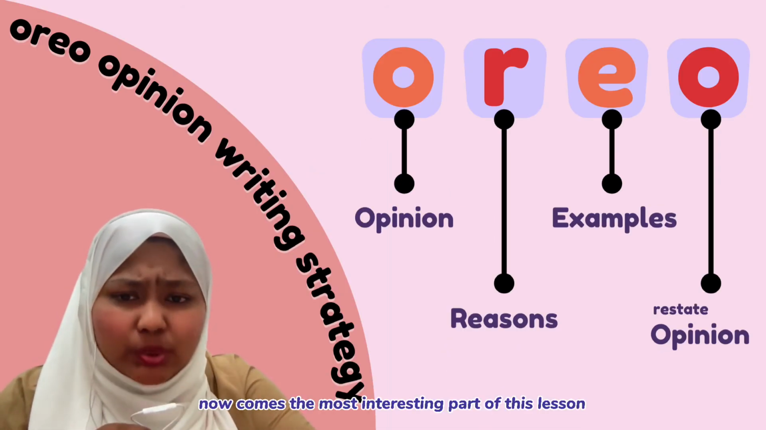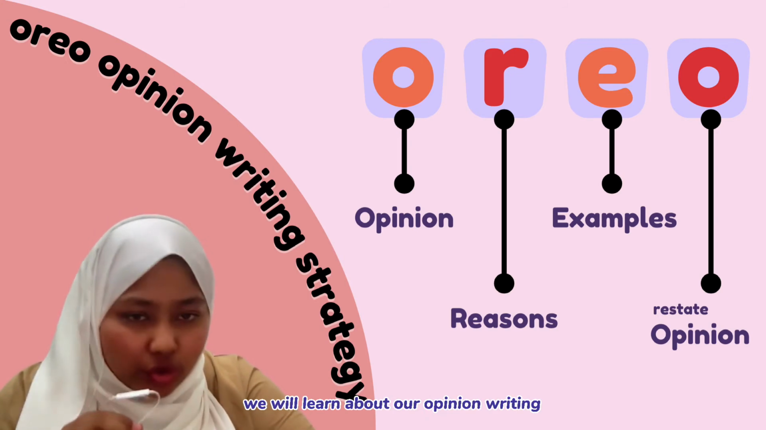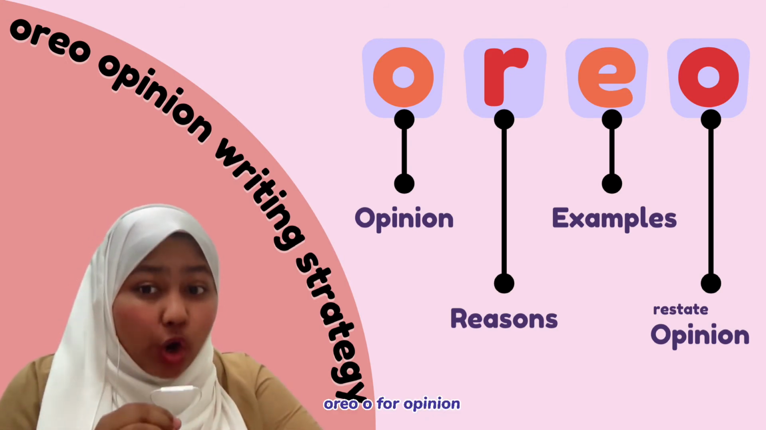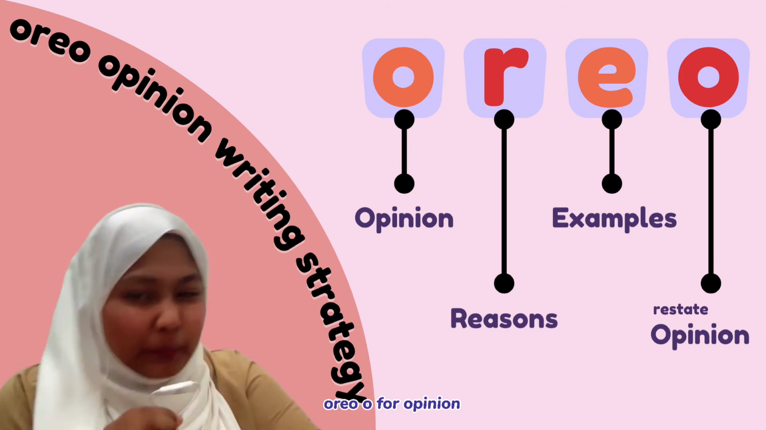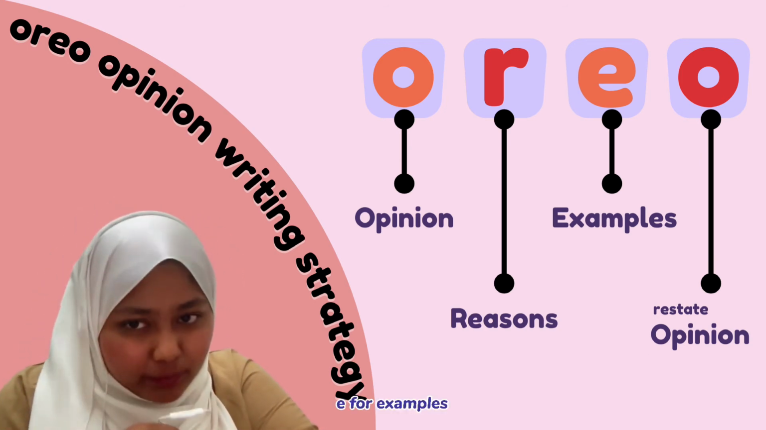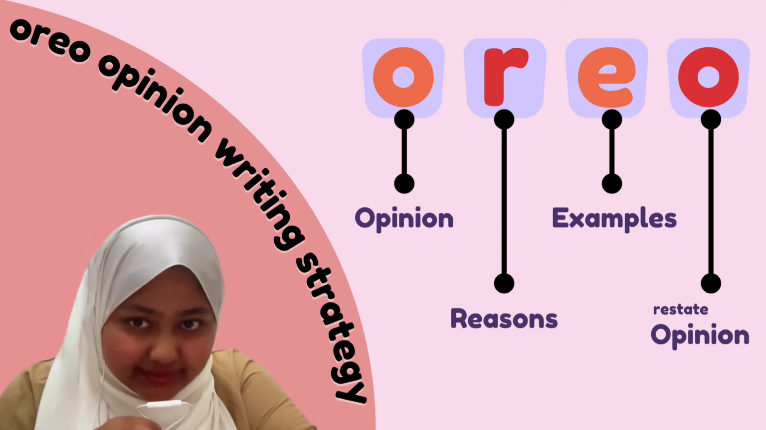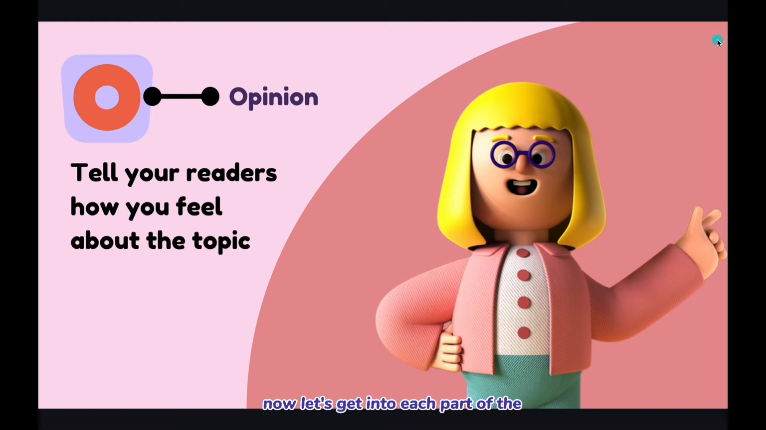Now comes the most interesting part of this lesson. We will learn about Oreo opinion writing. Oreo, O for opinion, R for reasons, E for examples, and the last O is for restate opinion. Now let's get into each part of the Oreo writing technique.